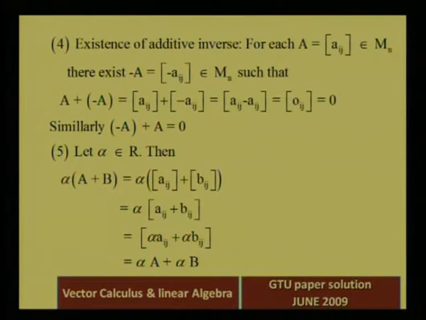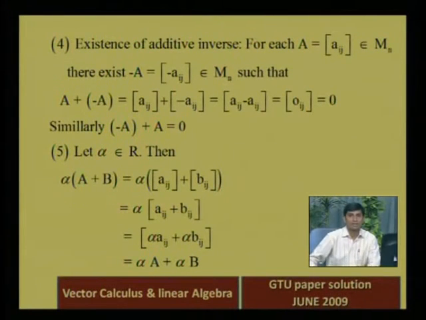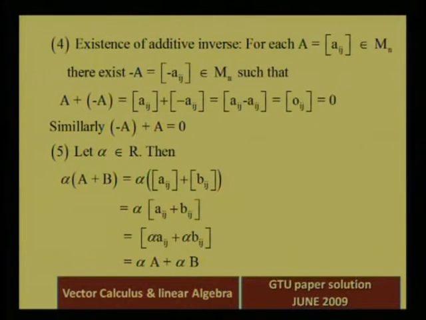So closeness for the scalar multiplication we already proved, and the next, first condition is the distributive law. Let alpha belong to R, then alpha into A plus B is equal to alpha into in bracket aij plus bij, that is equal to alpha into A plus alpha into B. So this distributive law is satisfied, alpha into A plus B is equal to alpha into A plus alpha into B.